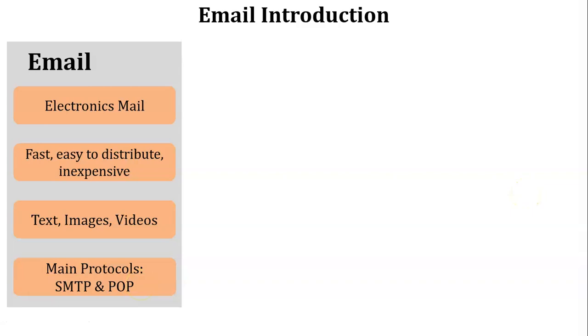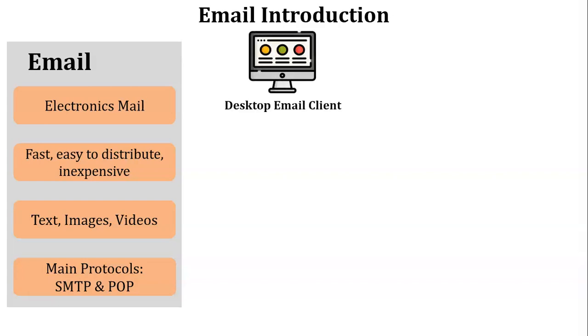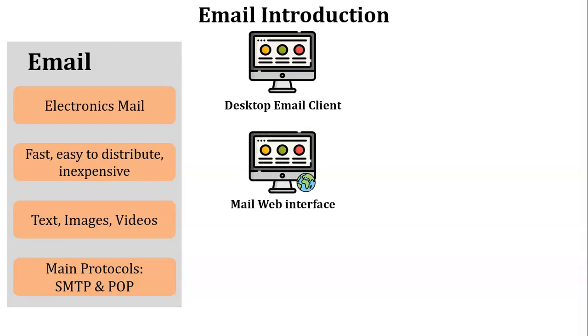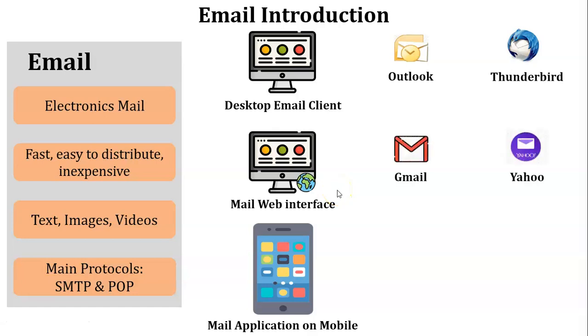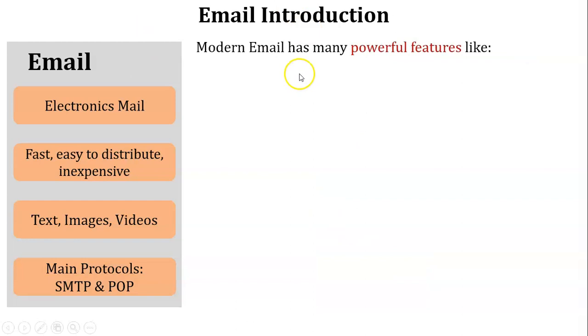There are three interfaces to access a mail from the web server and send a mail to another user. The first one is the desktop email client. The second one is the mail web interface. And the third one is the mail application on mobile. Examples of desktop email clients are Outlook and Mozilla Thunderbird. Examples of mail web interfaces are Gmail, Yahoo, Rediffmail, Hotmail and many more. There are many applications available on mobile to send a mail to a user and access a mail from the mail server.